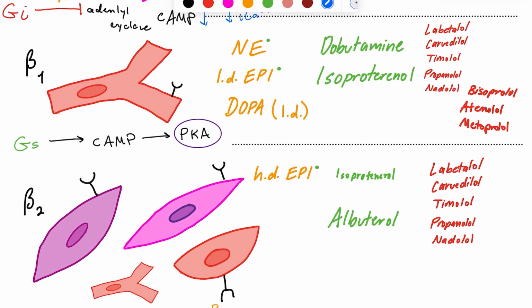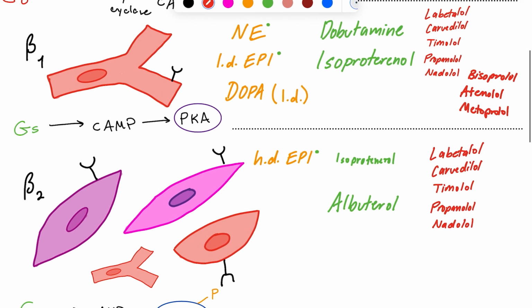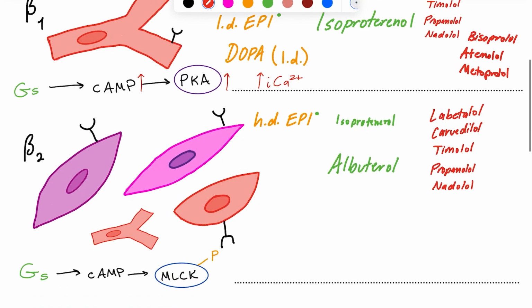Beta 1 receptors are primarily expressed on cardiac myocytes, as I've drawn here. They work through a stimulatory G protein coupled receptor, which causes an increase in cyclic AMP, which causes an increase in protein kinase A. This increase in protein kinase A also triggers an increase in intracellular calcium concentration, which, as I said before, increases both the contraction rate and the contraction force of cardiac myocytes.